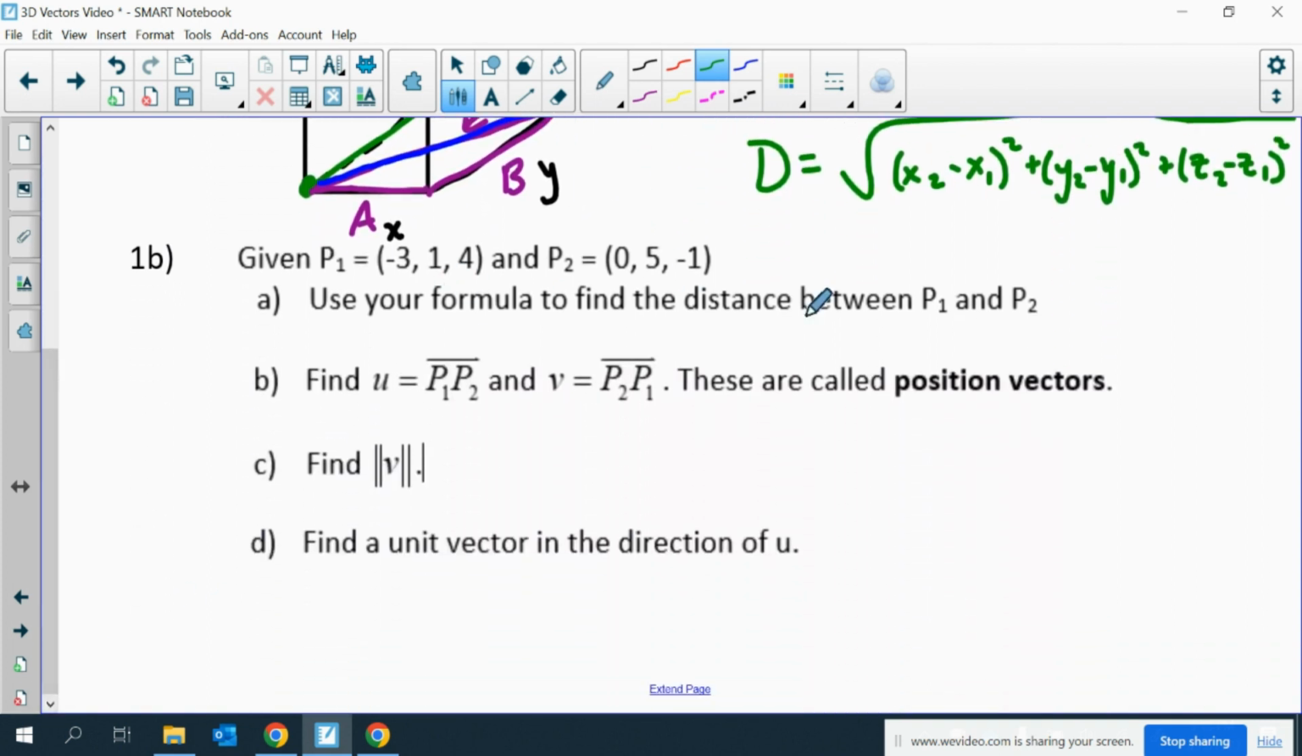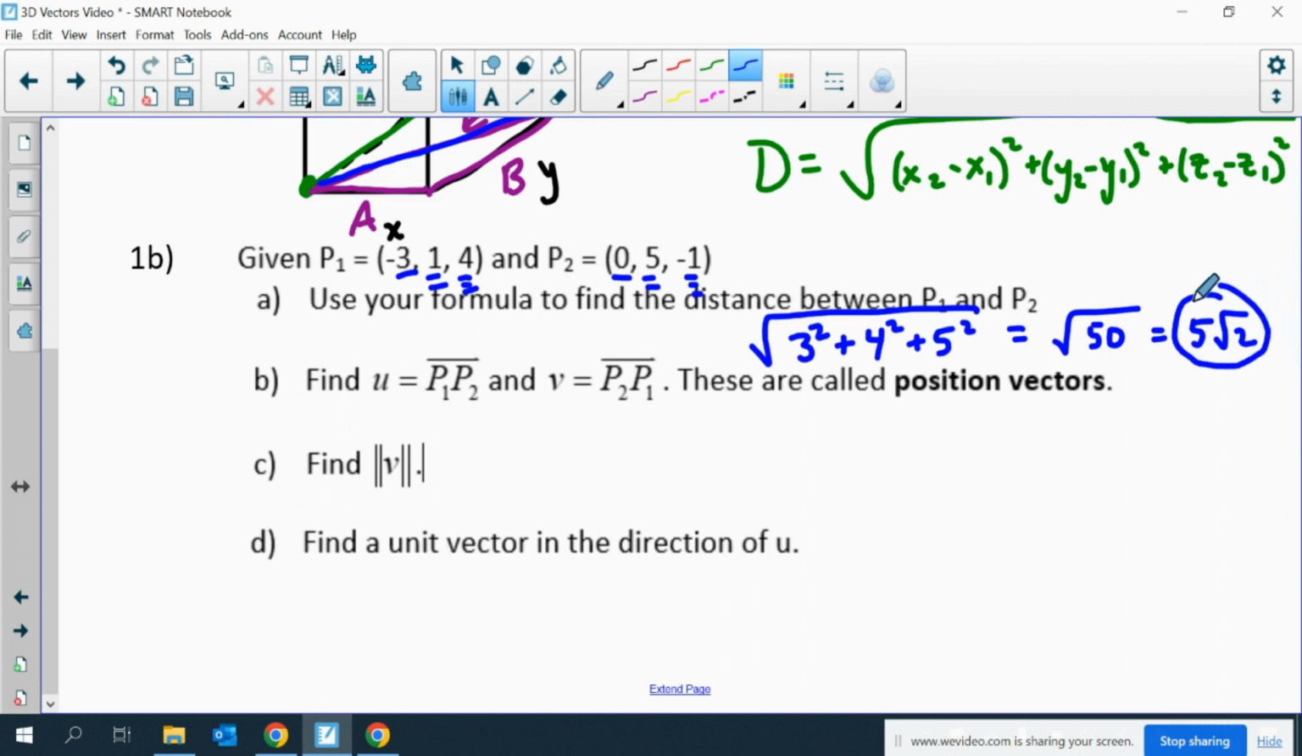So now let's find the distance between P1 and P2. If I'm given these points, notice that in the x's I'm traveling 3, so 3 squared. In the y's I'm traveling 4. And in the z's I'm traveling 5. So it's 3 squared plus 4 squared plus 5 squared. I just did these subtractions in my head. So it's 9 plus 16 plus 25. So this is the square root of 50, which you can leave as square root of 50 or simplify to 5 square root of 2.